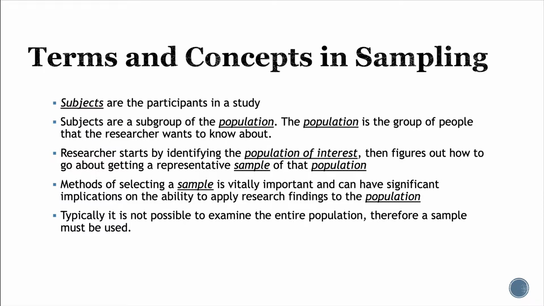So maybe you're reading an article that's about active elderly people. The population would be the active elderly people. The subjects are the people that they found that participated in the study and did whatever it is that they did in the study. So the population is the group of people that you want to know about and that you want to be able to apply this to. So again, those are two important concepts, subjects and population.